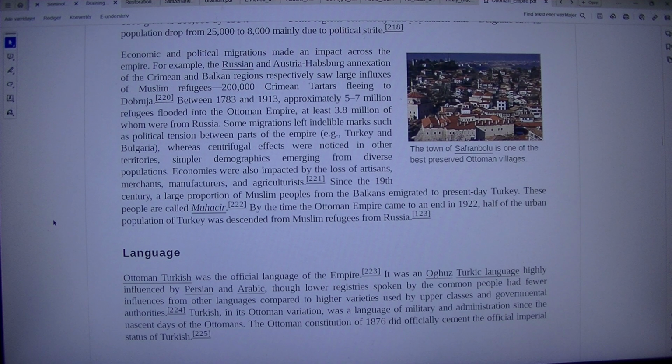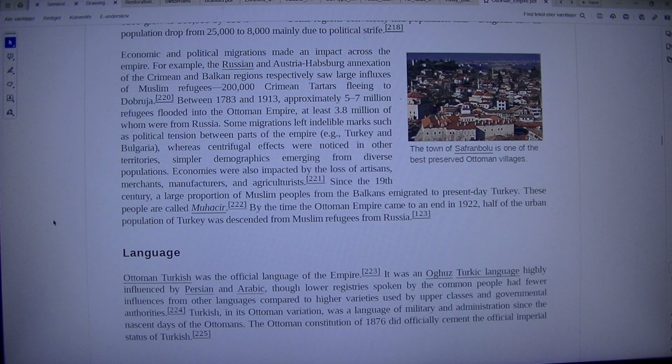Since the 19th century, a large proportion of Muslim peoples from the Balkans emigrated to present-day Turkey. These people are called Muhacir. By the time the Ottoman Empire came to an end in 1922, half of the urban population of Turkey was descended from Muslim refugees from Russia.